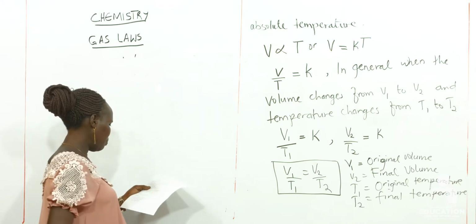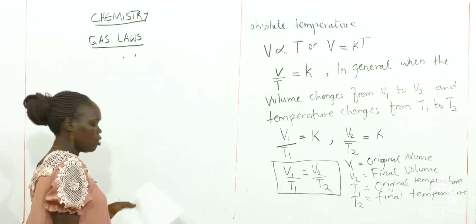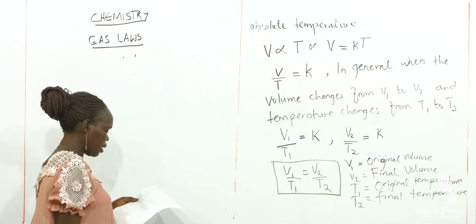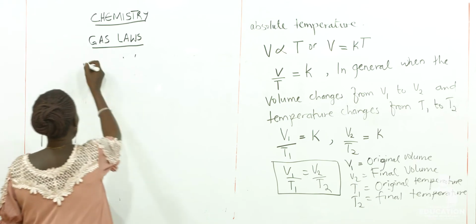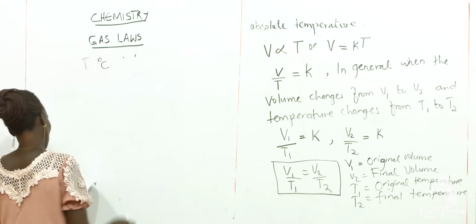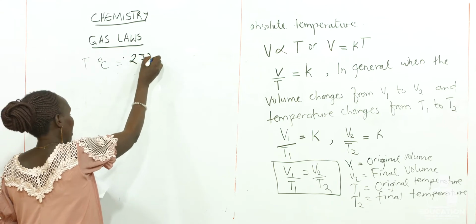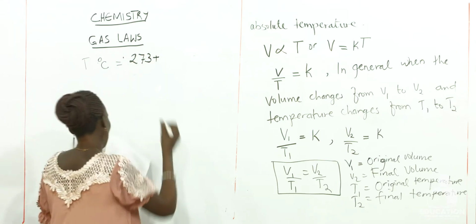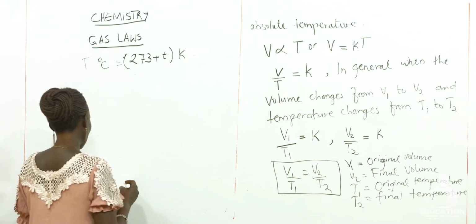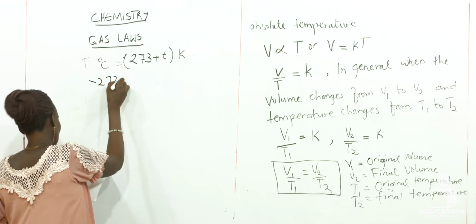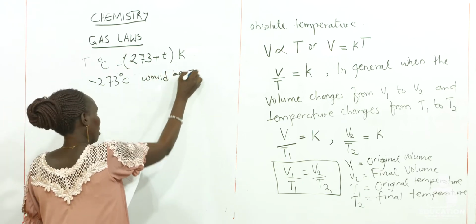So first of all, the temperature at which the volume of any gas is theoretically 0 is called absolute zero, and it forms a useful bottom limit to a new scale of temperature. So on the absolute scale, whose unit of temperature is Kelvin, if we are given the temperature T in centigrade, we need to change it into Kelvin by adding 273 to the temperature given. So we shall have this as Kelvin. So here minus 273 centigrade would be 0.